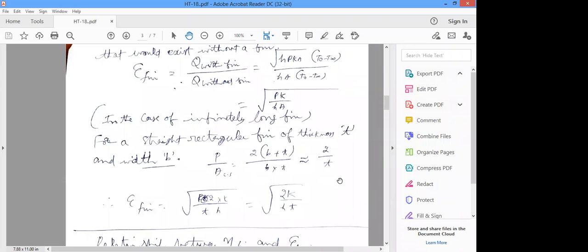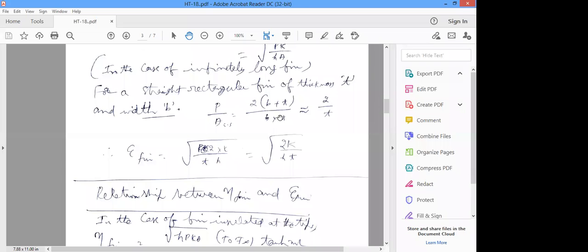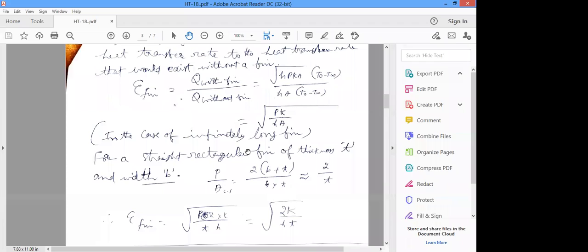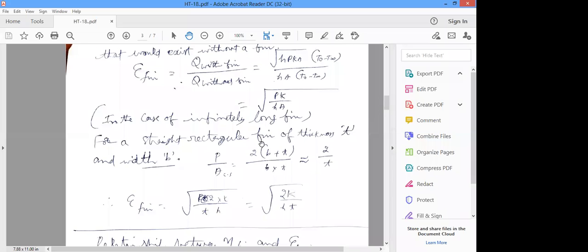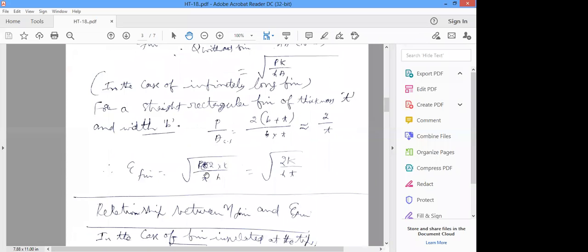Perimeter by cross section area is 2 by T. Therefore the effectiveness for the long fin is square root of P K by H A. P by A is 2 by T, so effectiveness of the fin is equal to square root of 2 by T into K by H, that is square root of 2K by HT.